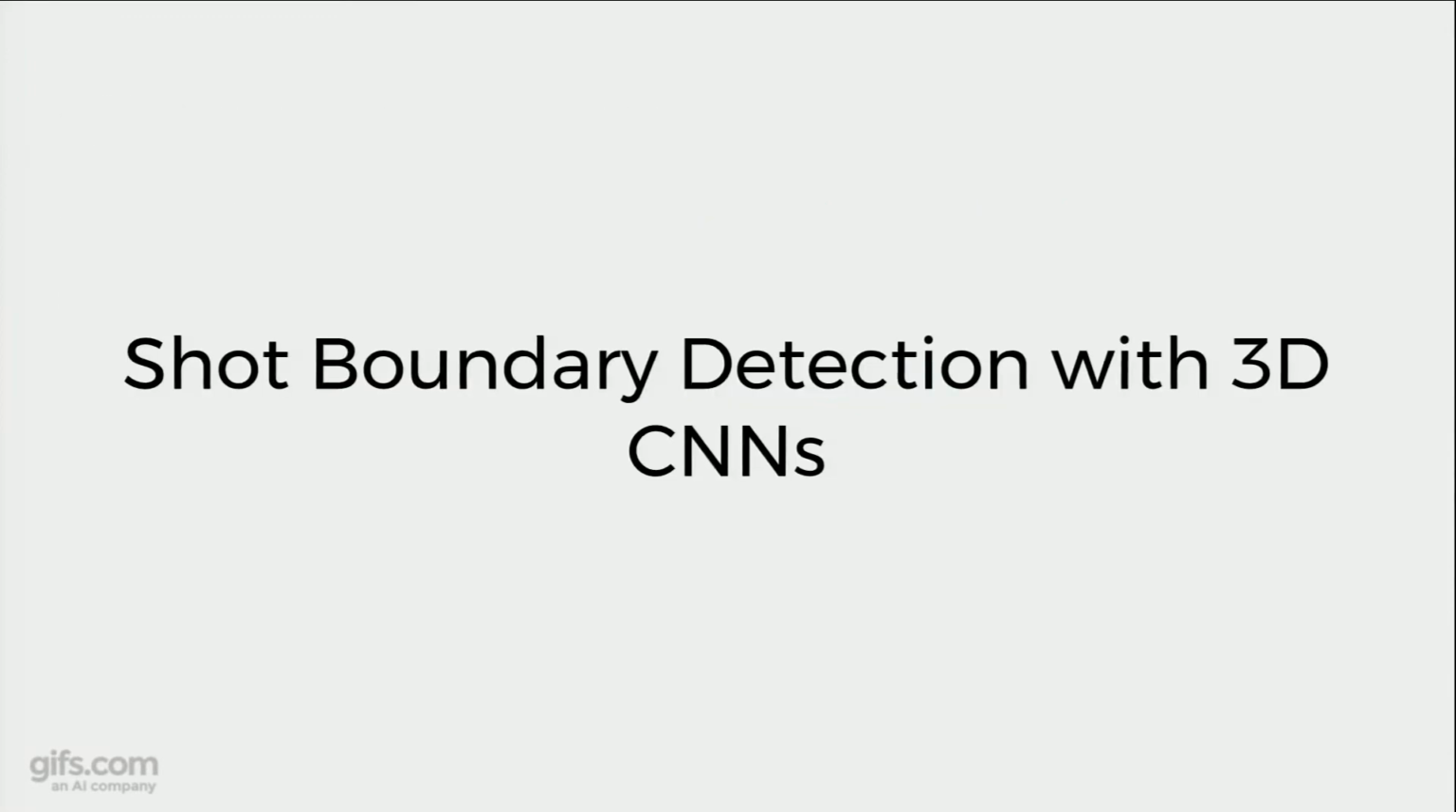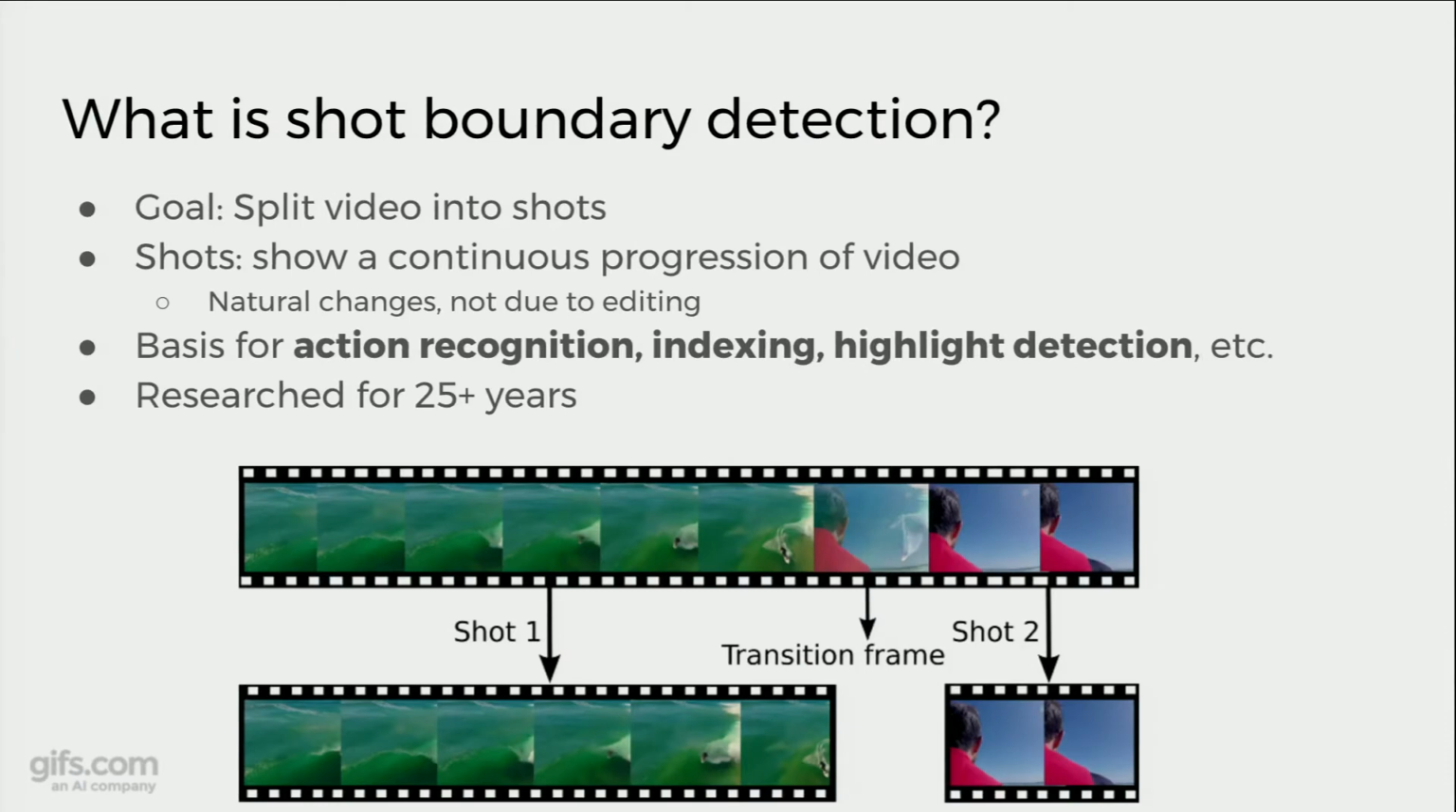Good. Okay. So you can use 3D convolutions also for other tasks like shot detection. And I should say what shot detection is first. So the goal of shot detection is to split a video into shots. And a shot is a consecutive set of frames that shows continuous progression of events.